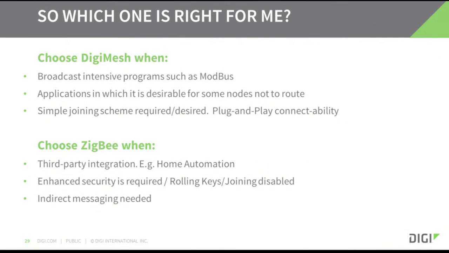Choose ZIGBEE when you want third-party integration, such as home automation. If you have enhanced security requirements, such as rolling network keys, or you want to disable joining, ZIGBEE is the way to go. And then also when you have end devices that have a parent, you can use something called indirect messaging. This allows you to send messages to those end devices. The parent will queue it up and deliver when the end device wakes up.